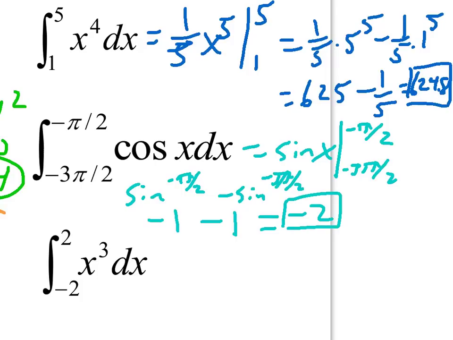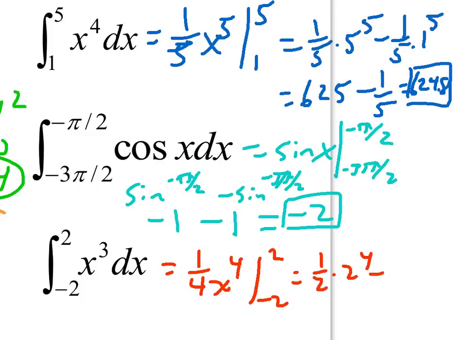Okay, last problem here is kind of a unique problem, but let's antidifferentiate x cubed, which will be 1/4 x to the 4th, evaluated from negative 2 to 2. And when I do 1/4 times 2 to the 4th minus 1/4 times negative 2 to the 4th, you'll notice that I get the same answer in both cases. I get 8 minus 8, so this area is actually 0.